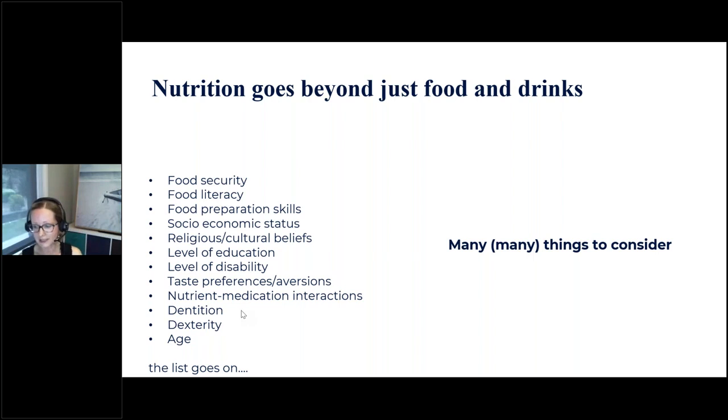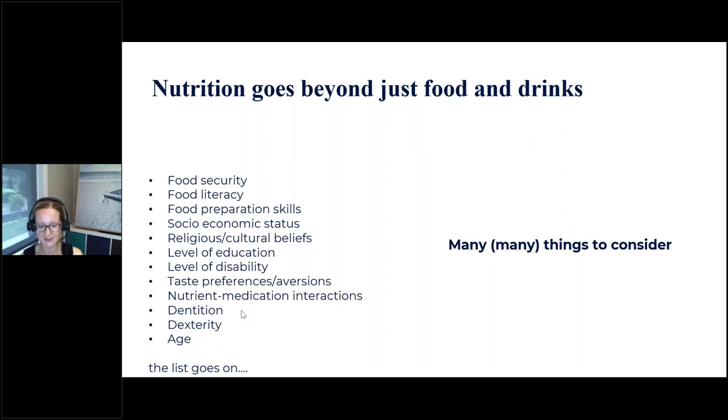Do you have any religious or cultural beliefs that you need to layer into your patterns of eating as well? Not need to, or, you know, want to is usually the case. Is there a certain level of disability that you're faced with that makes it difficult for you to, you know, open containers, or even to interact with the utensils that you need to be able to eat your food? Are there particular taste preferences or taste aversions that you've come across as a result of your medications? Are there any issues with your teeth, you know, dexterity in your hands, your age? There are so many factors that go beyond just the food and the drinks that we need to think about when it comes to food and nutrition.